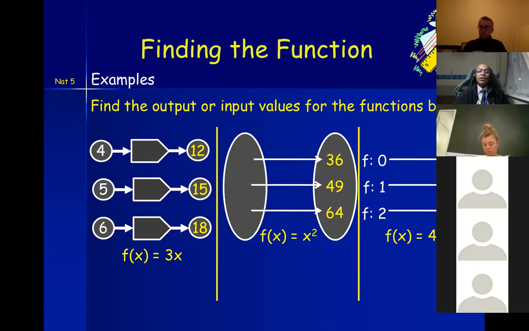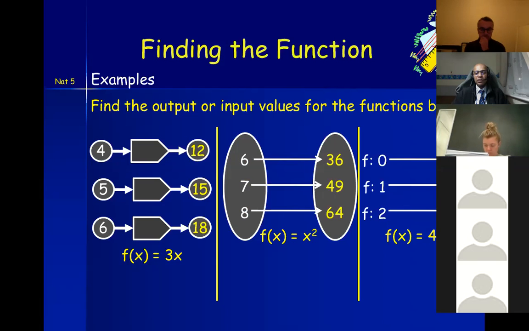Another function could be that every time you put something in, the function squares that number. So if you're given the output, which is 36, what do you need to put in? That gives us 36. Remember, n will have to be squared. So what is the number squared which gives me 36? 6. So that'd be your input. The next one is, what is the number that we need to square to give me 49? That'd be 7. And the last one, 8.